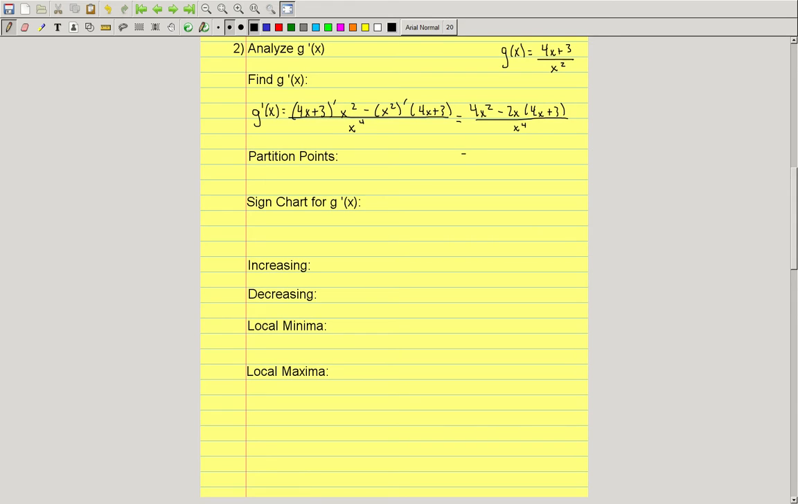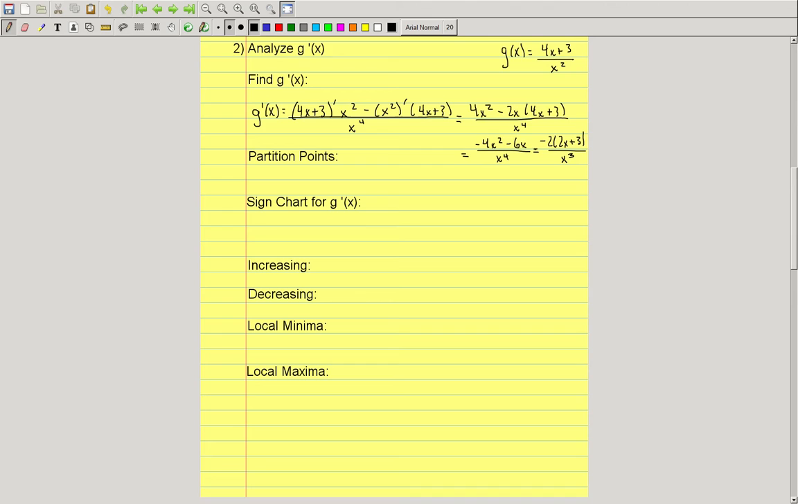A little bit more room to perform our simplifications here. If we distribute the negative 2x to the term on the right here, we're going to get negative 8x squared minus 6x. So that's going to leave us with negative 4x squared minus 6x all over x to the 4th power, which after simplification leaves us with this.